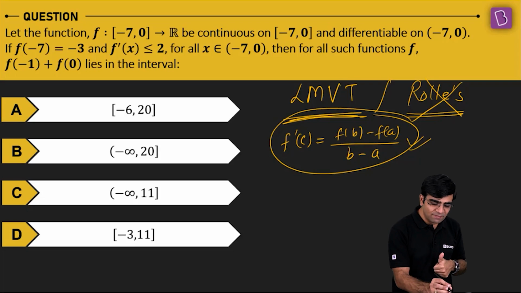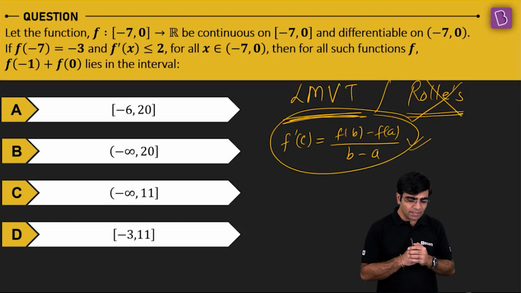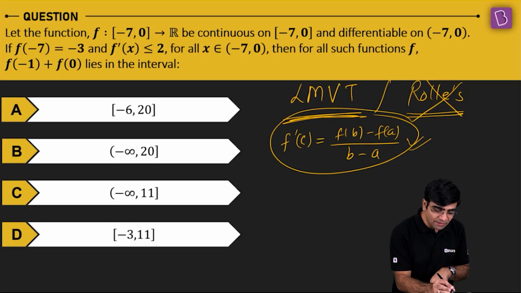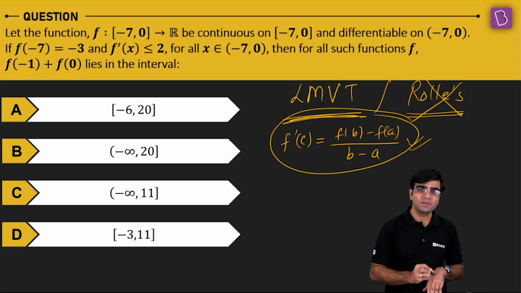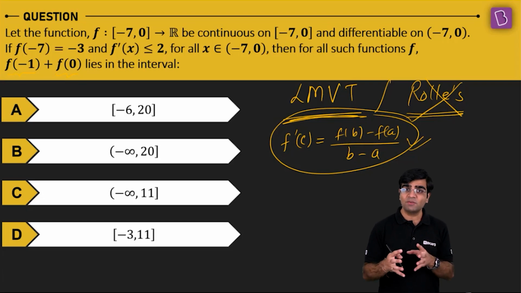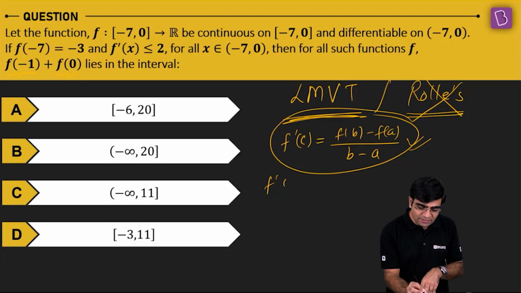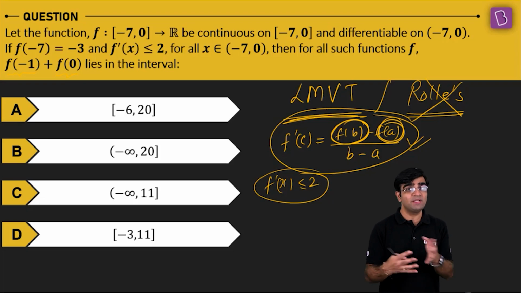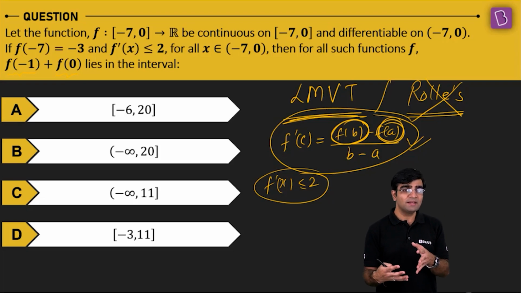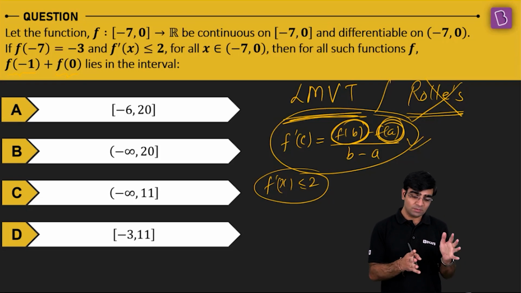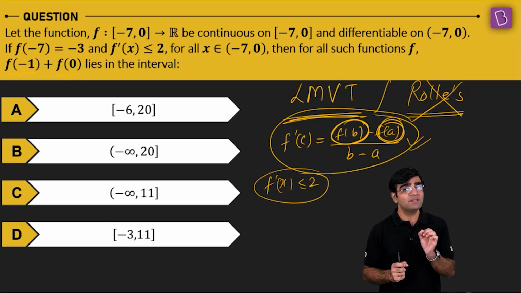And see, I have f of -7, and I'll be taking the help of f dash x less than or equal to 2. Based upon that, I have to predict the value of f of -1 and f of 0. That's why they're saying f of -1 and f of 0 will lie in a certain interval. Why? If f dash c or f dash x is less than or equal to 2, then whatever I predict for f of b has to be in terms of an inequality. So f of -1 or f of 0 have to be in inequality format.